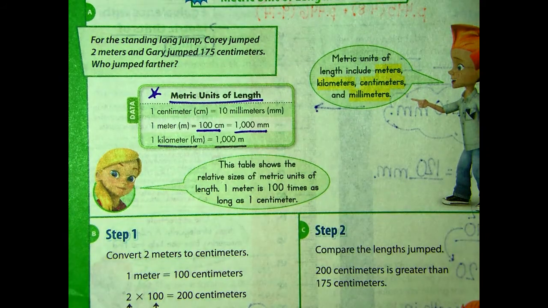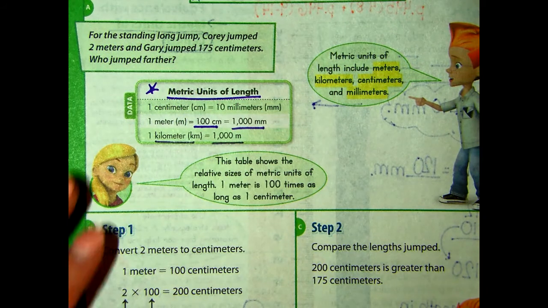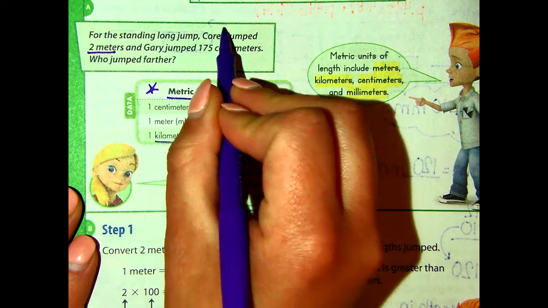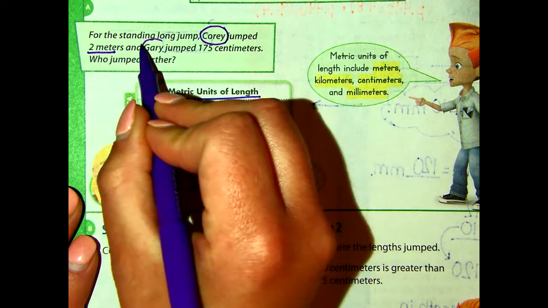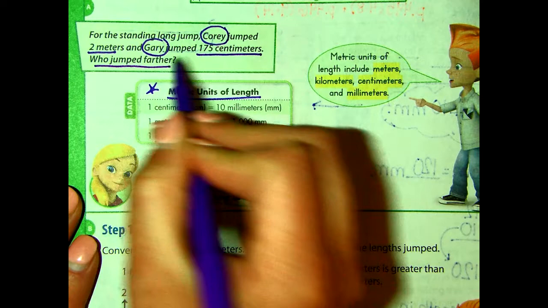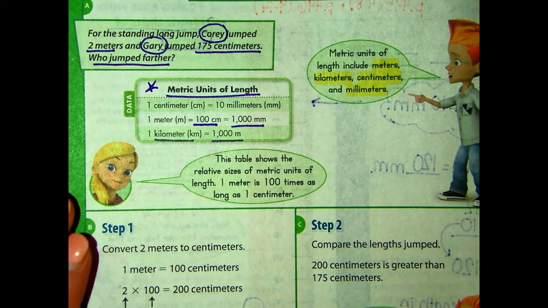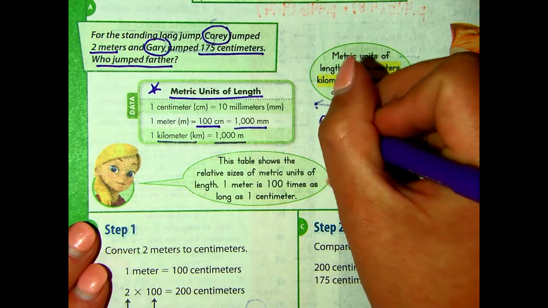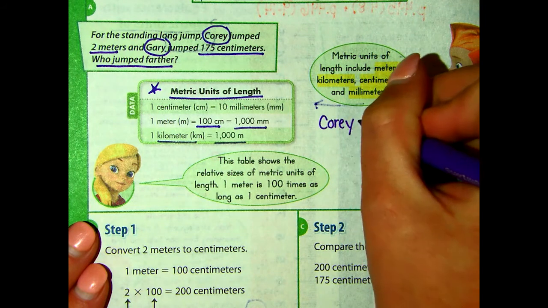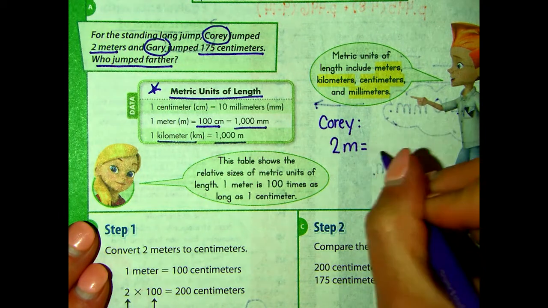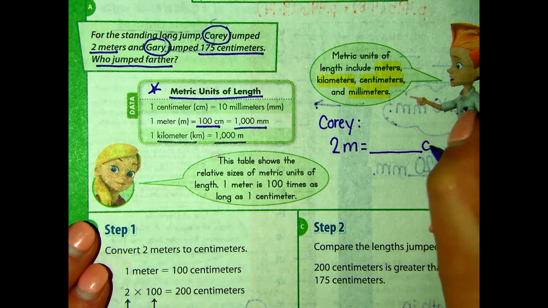So now let's take a look at this question. For the standing long jump, Corey jumped 2 meters, so that's Corey, and Gary jumped 175 centimeters. The question is, who jumped further? Well, what we need to do is change our 2 meters for Corey to centimeters so that we can compare. So 2 meters is equivalent to how many centimeters?